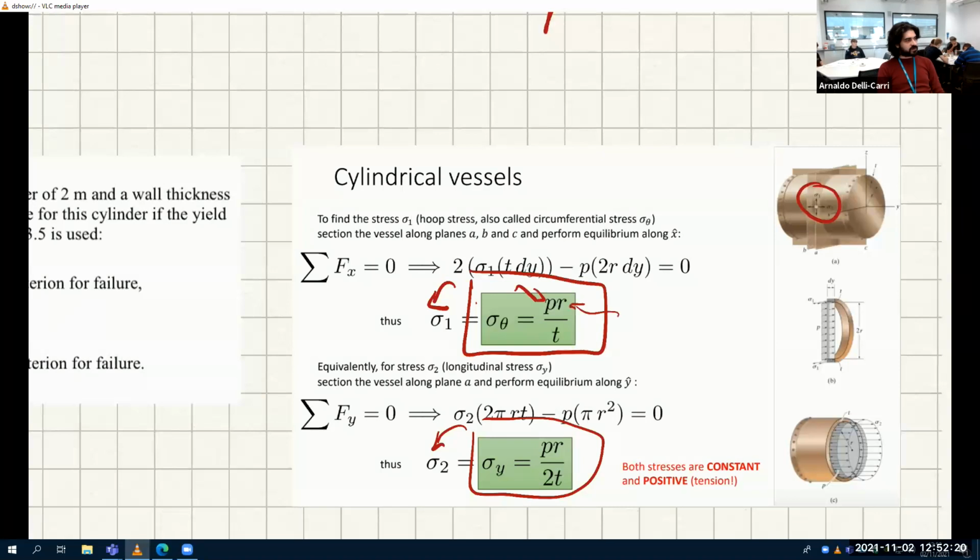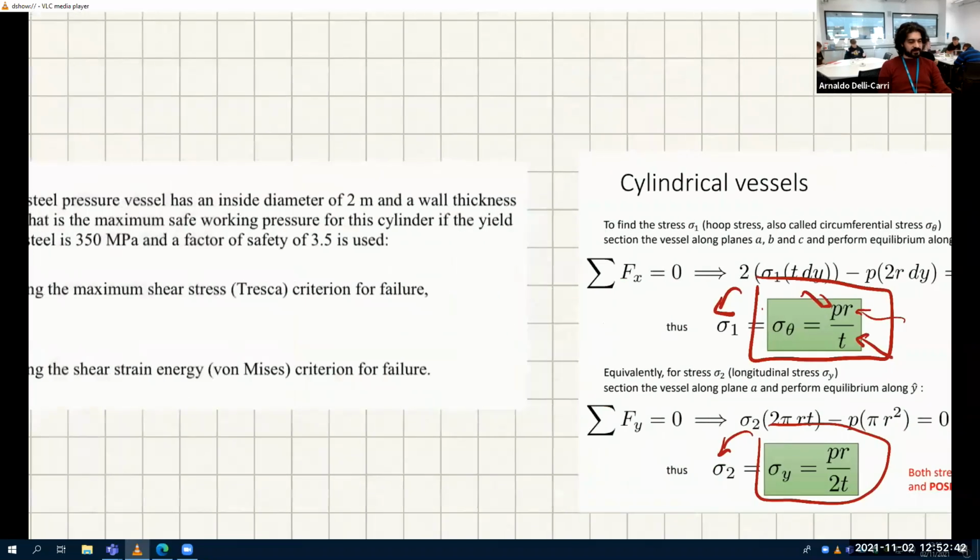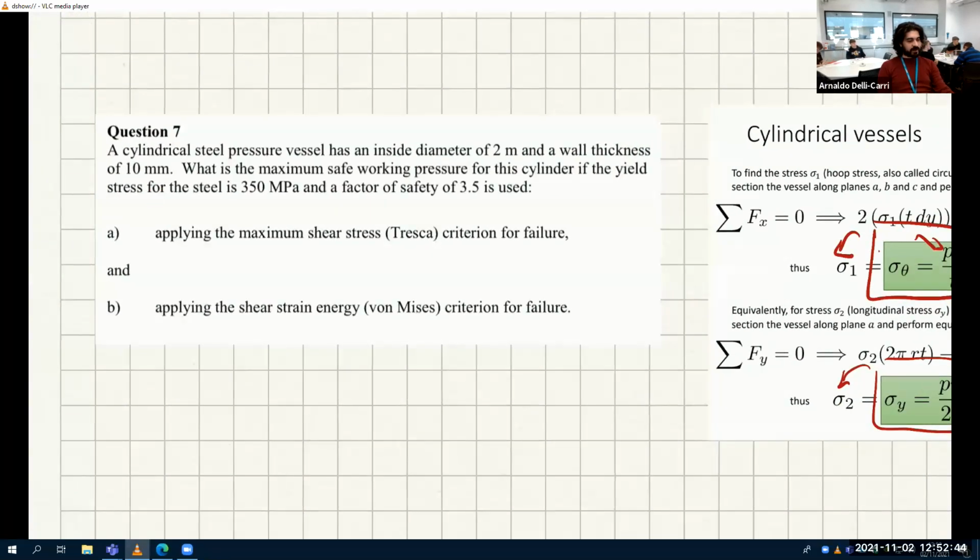P is the internal pressure. R is the radius of the inner face of the container. And T is the thickness. And why sigma 1 is this and sigma 2 is this? Well, because this one is always double as much as this. This is half as much as this. So this sigma 1 is always the largest one. So sigma hoop is always sigma 1, and sigma axial is always sigma 2. Again, knowing this, you can apply Tresca very easily, sigma 1 minus sigma 2.